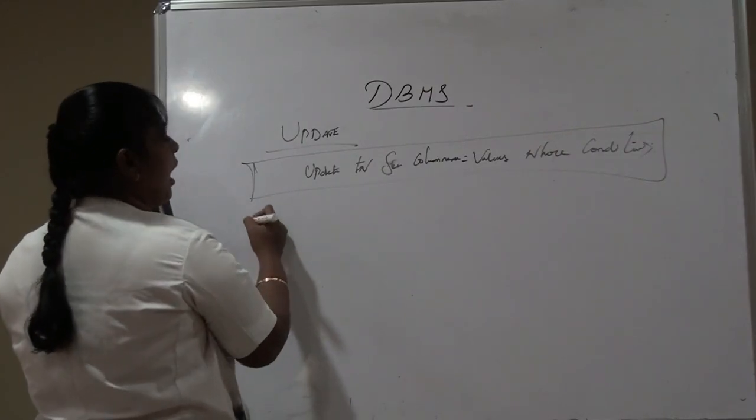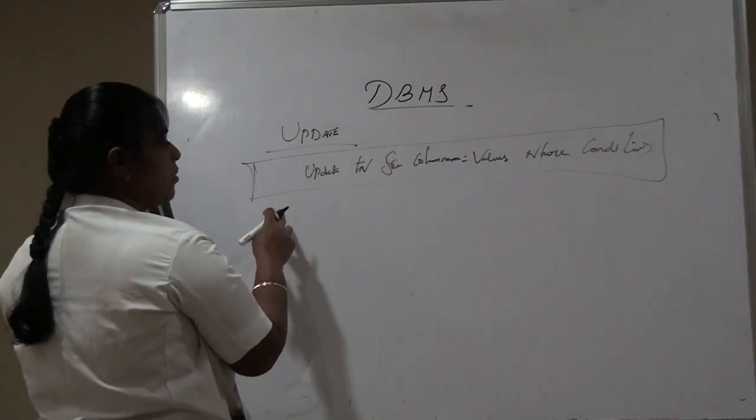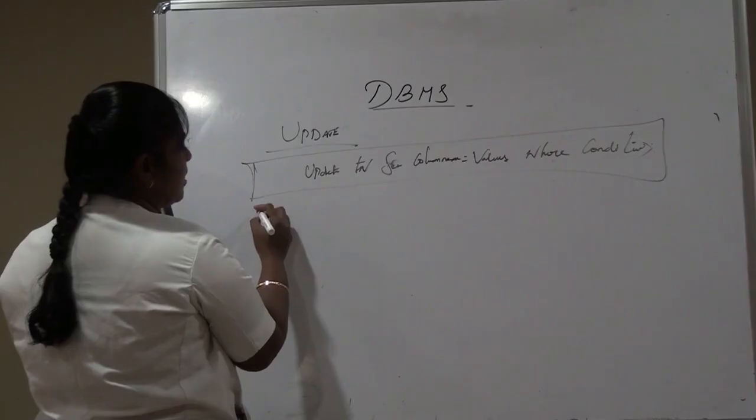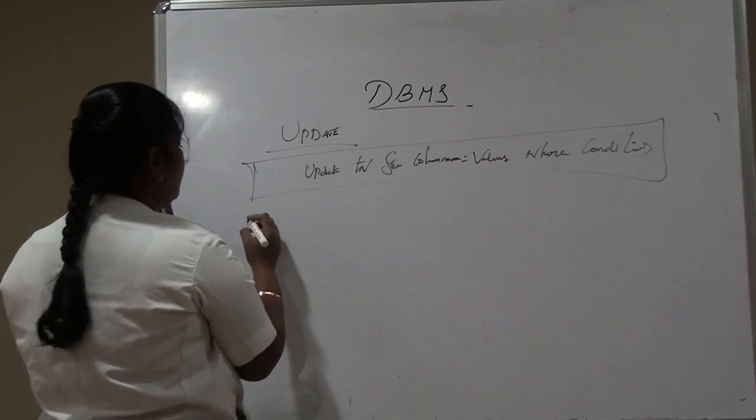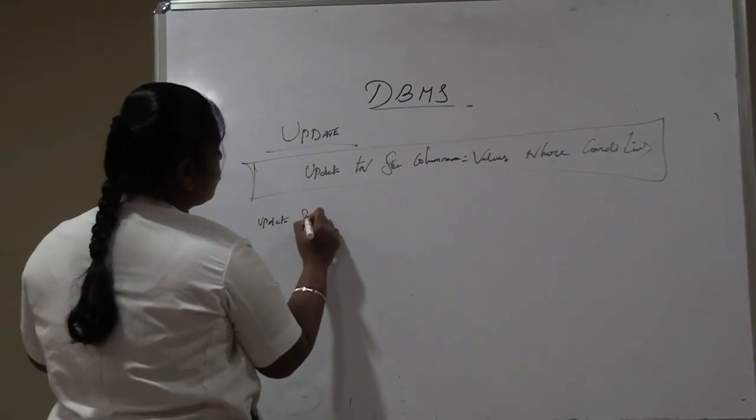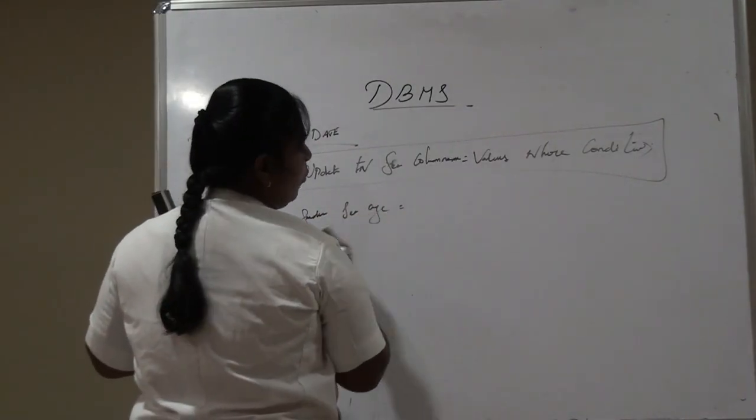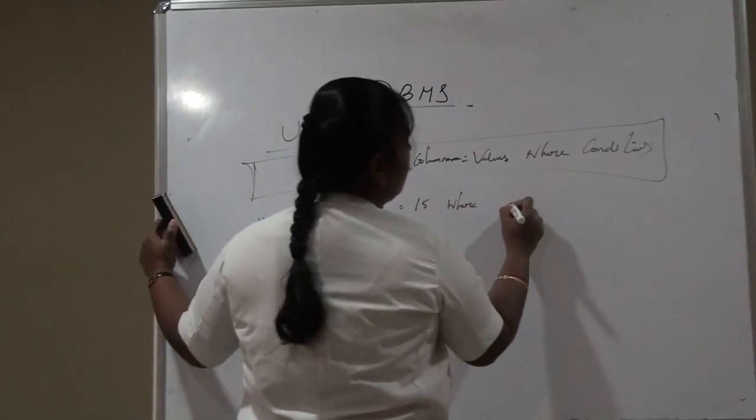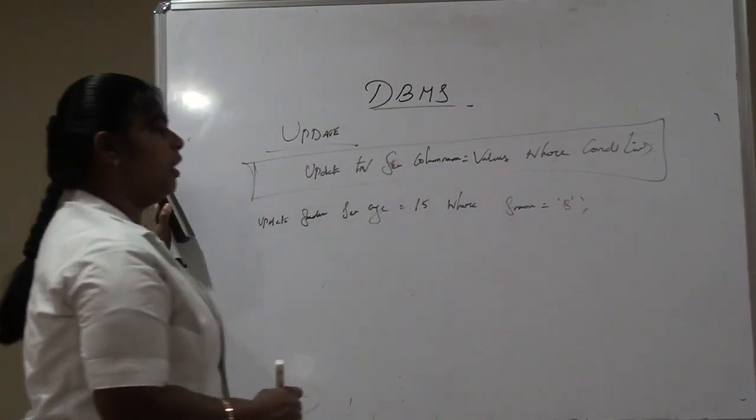For example, I need to set the age for the corresponding A. I already inserted A as well as the B S name. I need to insert the age for B. Here: update table name student, set age equal to 15, where S name equal to B.